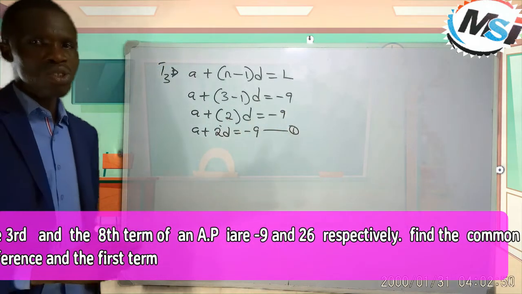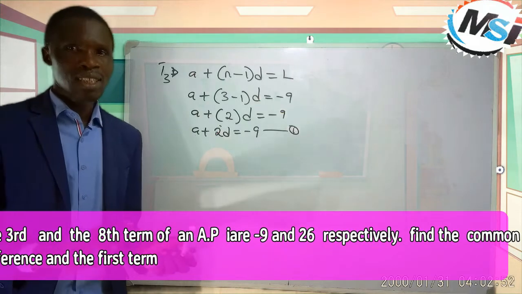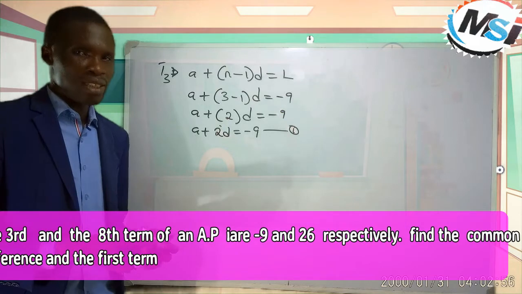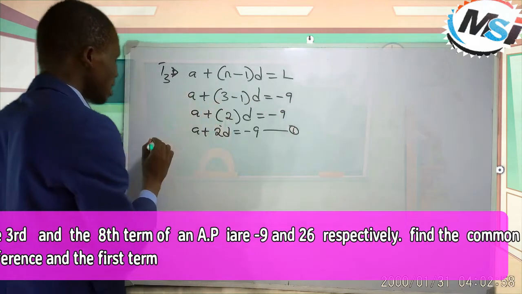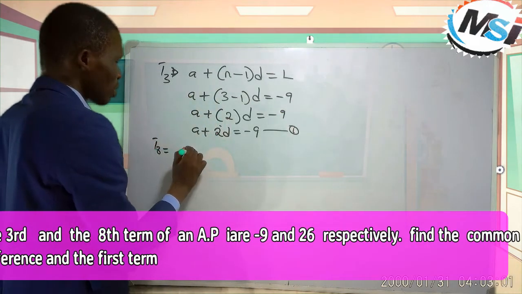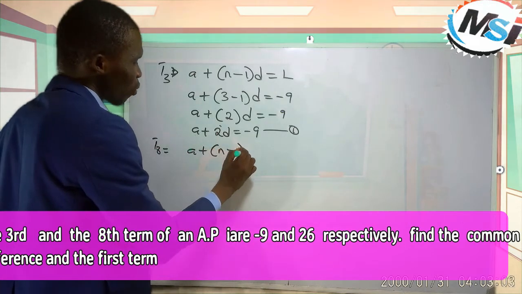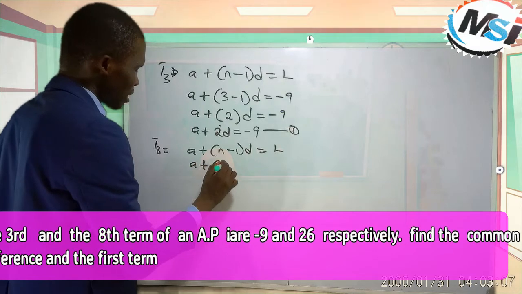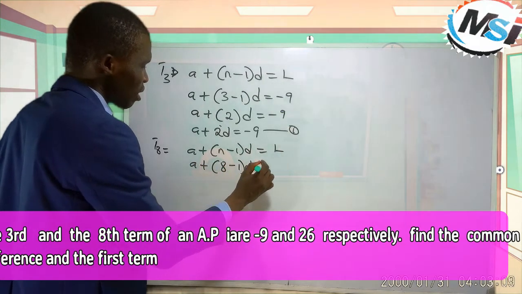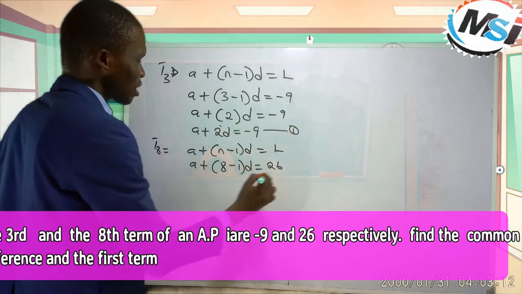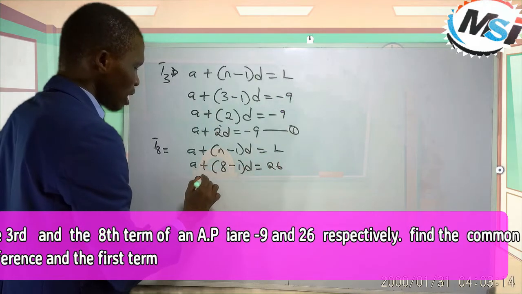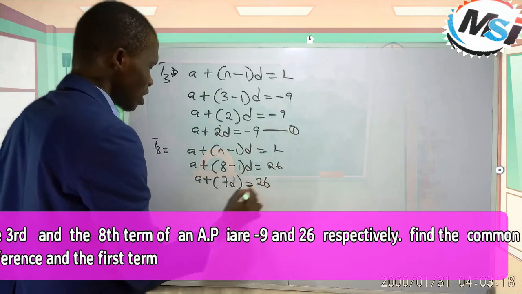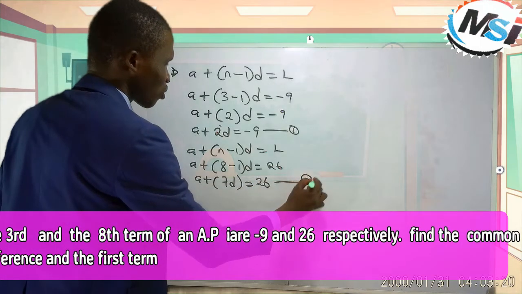Now the second statement is the eighth term of an AP will be 26. So the eighth term, T8, will give us A plus bracket n minus 1 D equals L. A plus bracket 8 minus 1 D equals what? 26. And this will give us A plus 7D equals 26. So this will be equation 2.